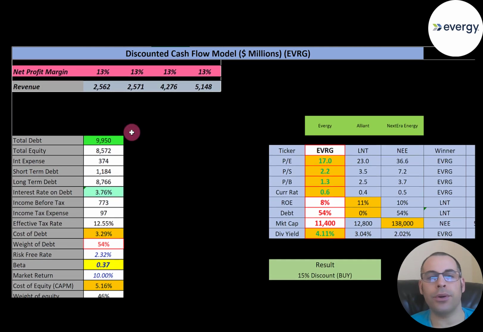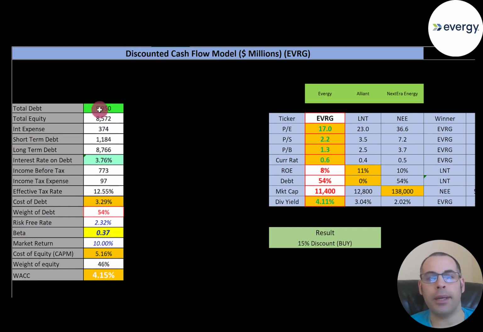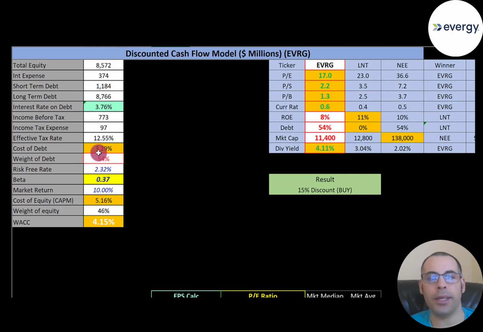Let's look at the capital structure. They have $10 billion of debt. They pay 3.76% interest on their debt, and cost of debt is 3.29%. To get cost of debt, it's interest rate times 1 minus the effective tax rate. And 54% of the capital structure is debt, which means 46% is equity. To get the cost of equity, we use the capital asset pricing model, and that comes out at 5.16%.